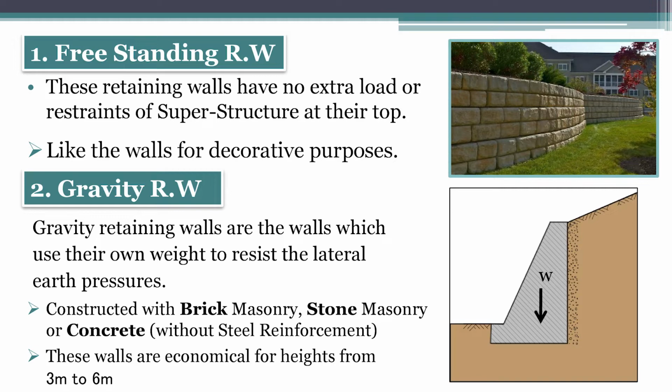We have second type, gravity retaining walls. Gravity retaining walls are those walls which use their own weight to resist the lateral earth pressure, and these walls are constructed with brick masonry, stone masonry or concrete, and steel reinforcement is not provided in gravity retaining walls due to economical issues. When a height of 3 to 6 meter is needed, then we will provide these gravity walls.